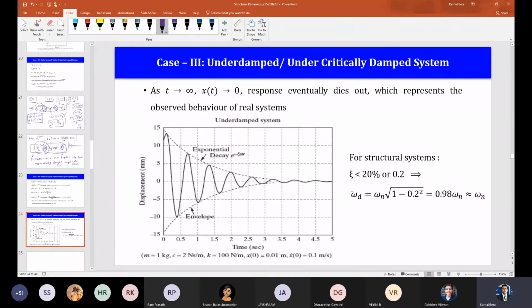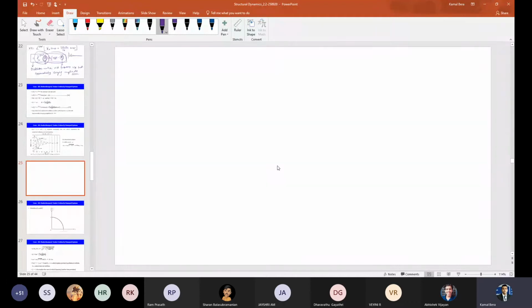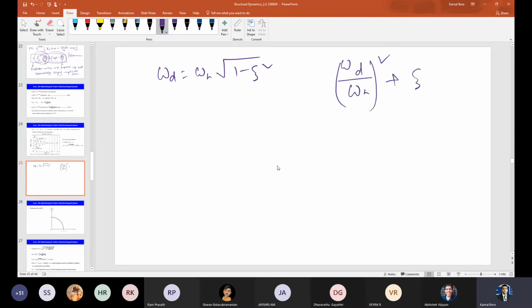As I already told, for structural systems zeta is less than 20%, let's say even less than 10%. If you put the limit at 0.2, the omega d is 0.98 of omega n, almost the same for most engineering purposes. Now we can find the relationship between omega d and omega n. You have already written it, so it can be represented graphically. This is omega d by omega n whole square. If we take it here, zeta square equal to 1. So what does it represent?